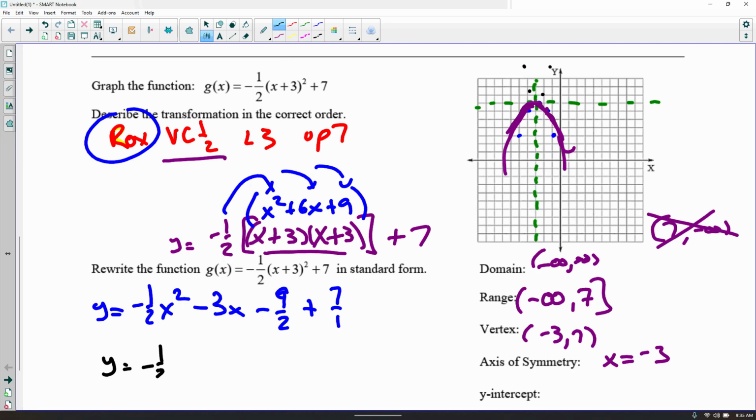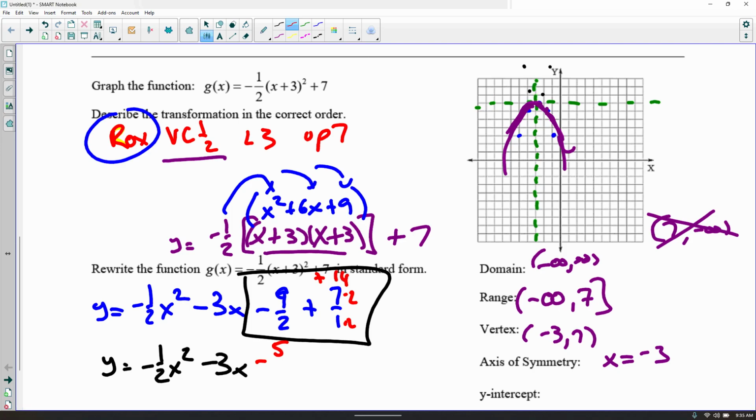That's going to give me a negative 1/2 x squared, minus 3x, and I just need to put these together. So Kevin, what is my common denominator? 2. So I'm going to put a 2 right there and a 2 right there, and that will make that 14. Which will end up giving me a positive 5/2. Which makes sense because here, look at this. 1, 2, 2.5. Right there it is. My y-intercept is 0, 5/2.